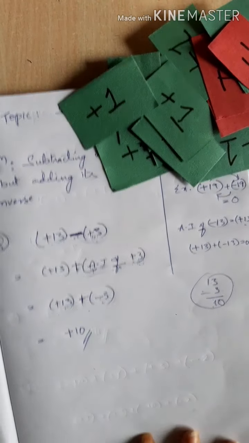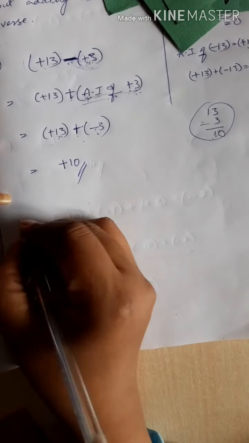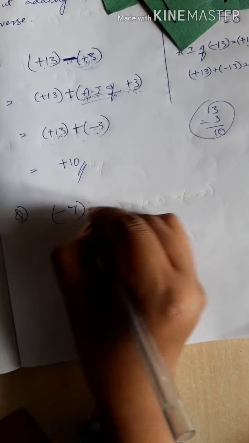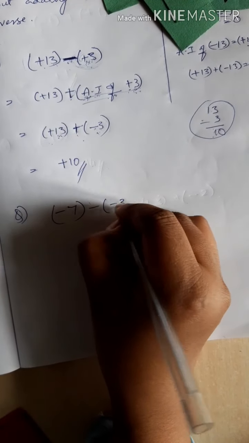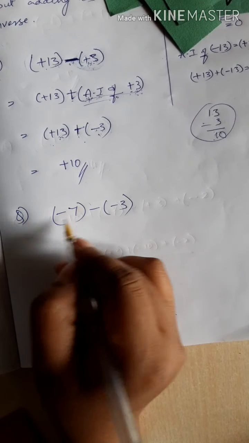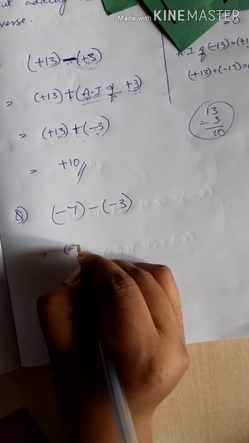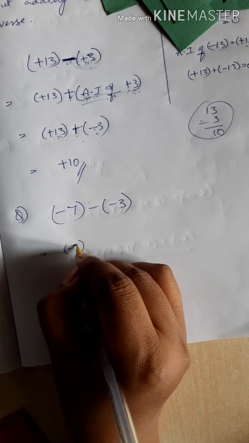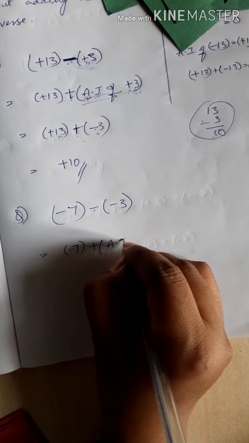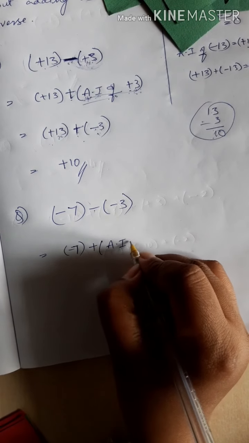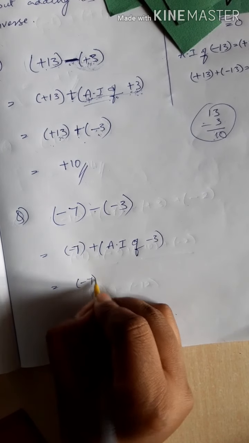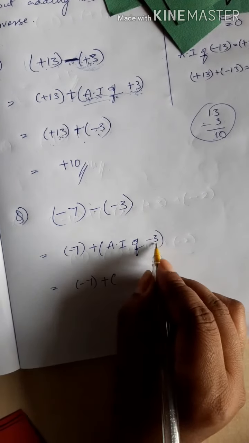Okay. Let me take one more example. Minus 7 minus 3. Okay, let's take this one. Whatever integer is there first, you need to write the same integer as is. Subtracting is nothing but adding its additive inverse. Whose additive inverse? The additive inverse of minus 3. Okay. Now minus 7 plus the additive inverse of minus 3 is what?